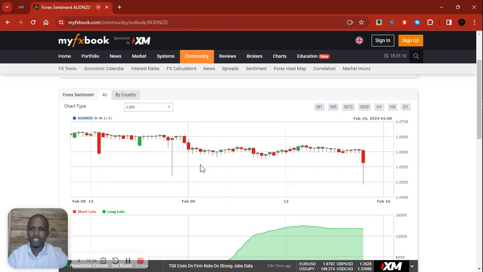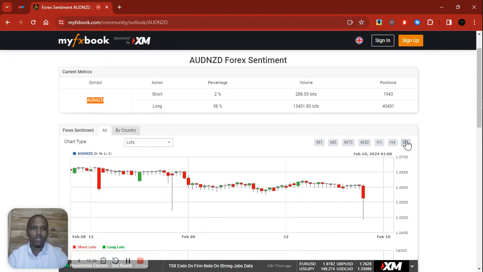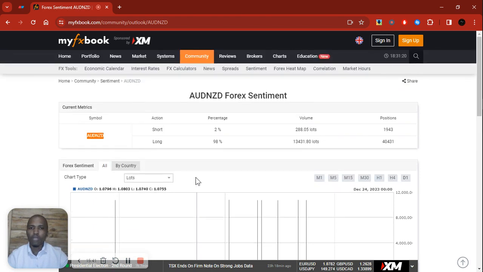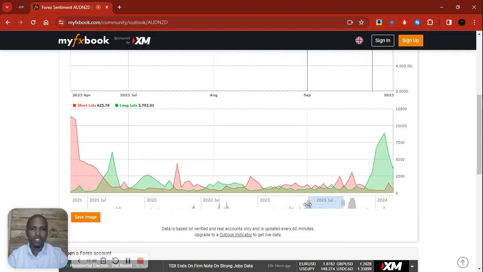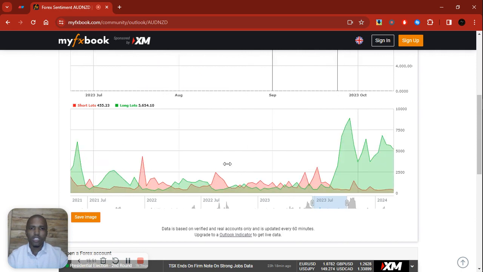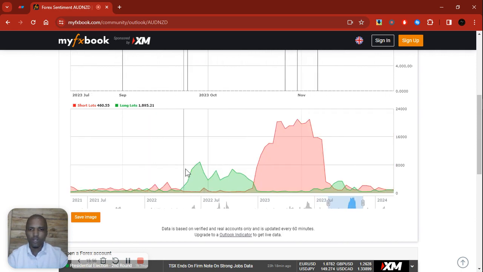You can even back test it, because if you drop lower, as you can see here, you can even change time frames. You can go into the daily chart and then you can actually back test it based on the chart that you're looking at, because as you can see here, this was 2022, this is around 2023. So let's do this. So this is around 2023. So this was, yeah, this was 2022.